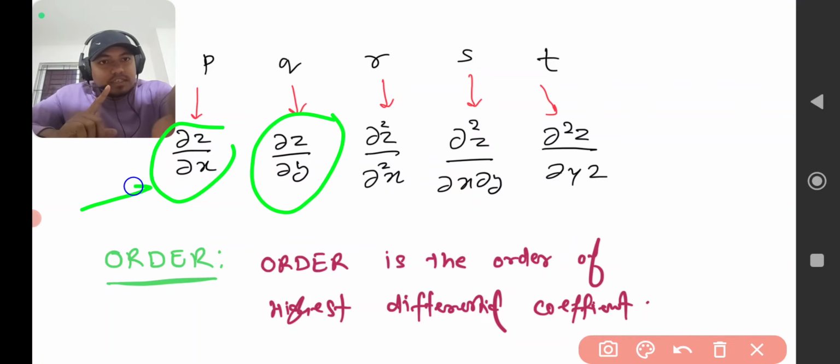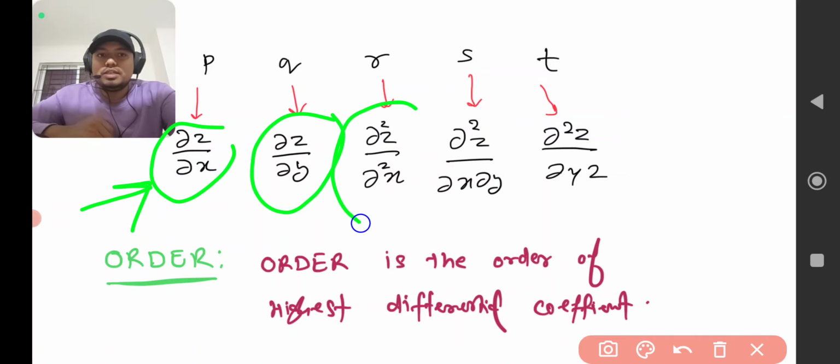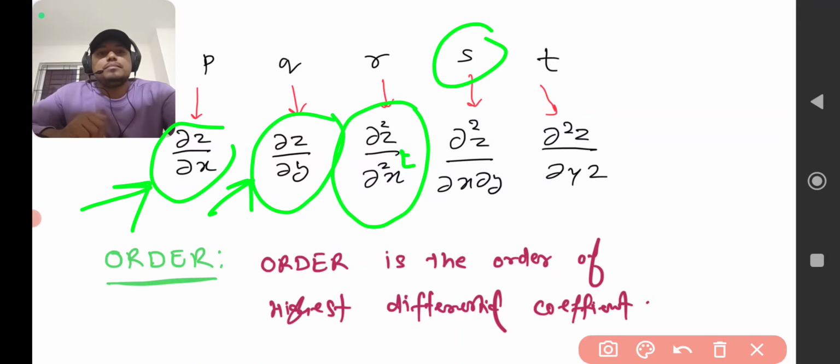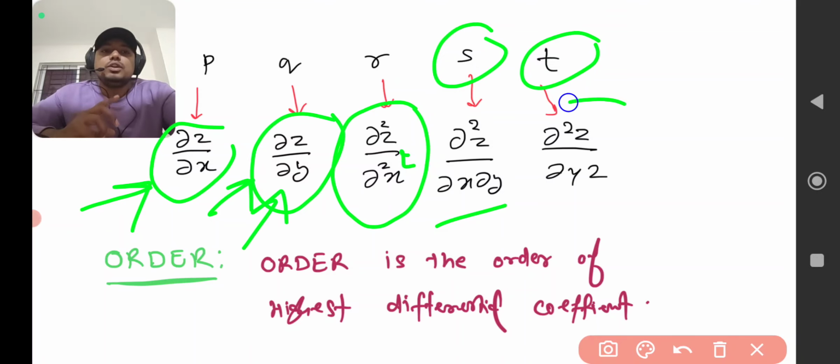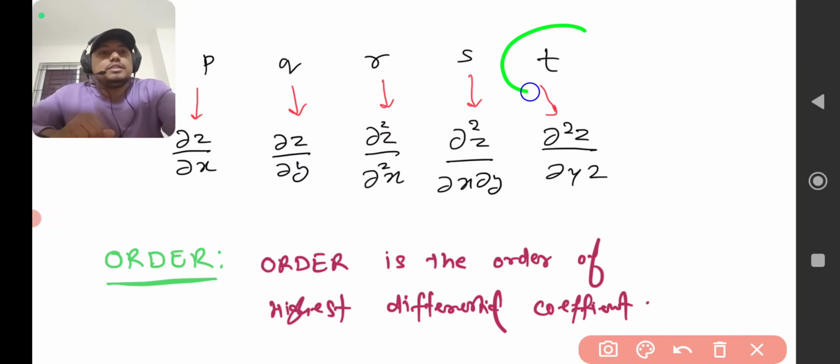Now if you differentiate dou z by dou x again with respect to x, dou 2 z by dou x square will come, that is r. Square should be here, it is my mistake. When you differentiate this with respect to y, then s will come, dou 2 z by dou x dou y. When you differentiate dou z by dou y with respect to y, dou 2 z by dou y square will come. That is your t. So p, q, r, s, t, total 5 variables are there. Be careful, this t is not time.